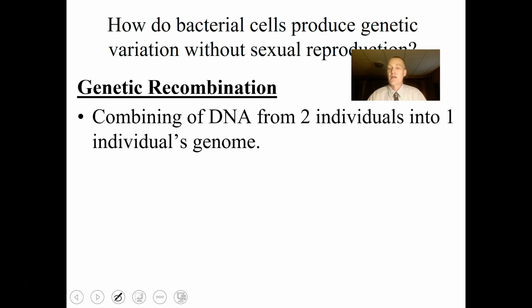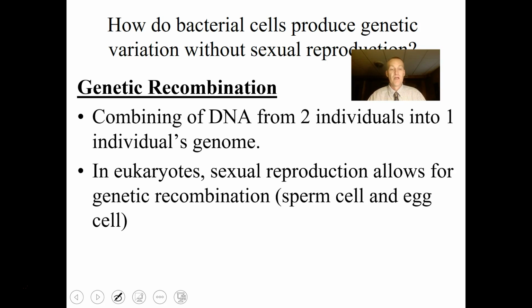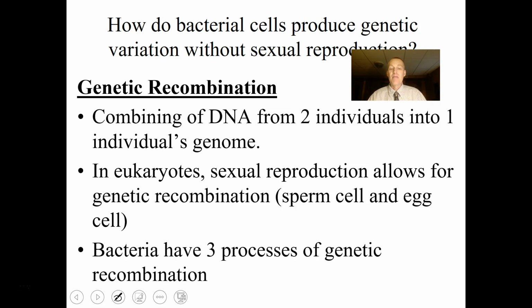So even though bacterial cells don't have sperm cells and egg cells, they do have the ability to create genetic variation. Humans, we have sperm cells and egg cells, so that all of our progeny are genetically different than the parents that made them. So we have sexual reproduction in eukaryotes, and that's the combination of the sperm cell and egg cell to create a zygote that creates genetic recombination. Bacteria, though, even though they don't have sexual reproduction, do have three different ways that they can combine genetic material to create new varieties or new strains.